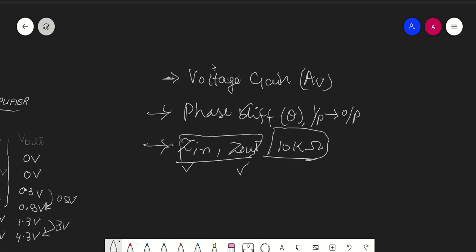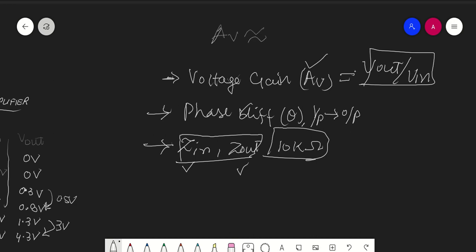When you perform this experiment, you have to find the V out and divide it by V in, because AV is equal to V out divided by V in, and see for yourself what the voltage gain is. You will find that AV is close to 1. That is, there is no voltage gain or no amplification. Then why is it called an amplifier? It is because this type of configuration is used for current amplification.